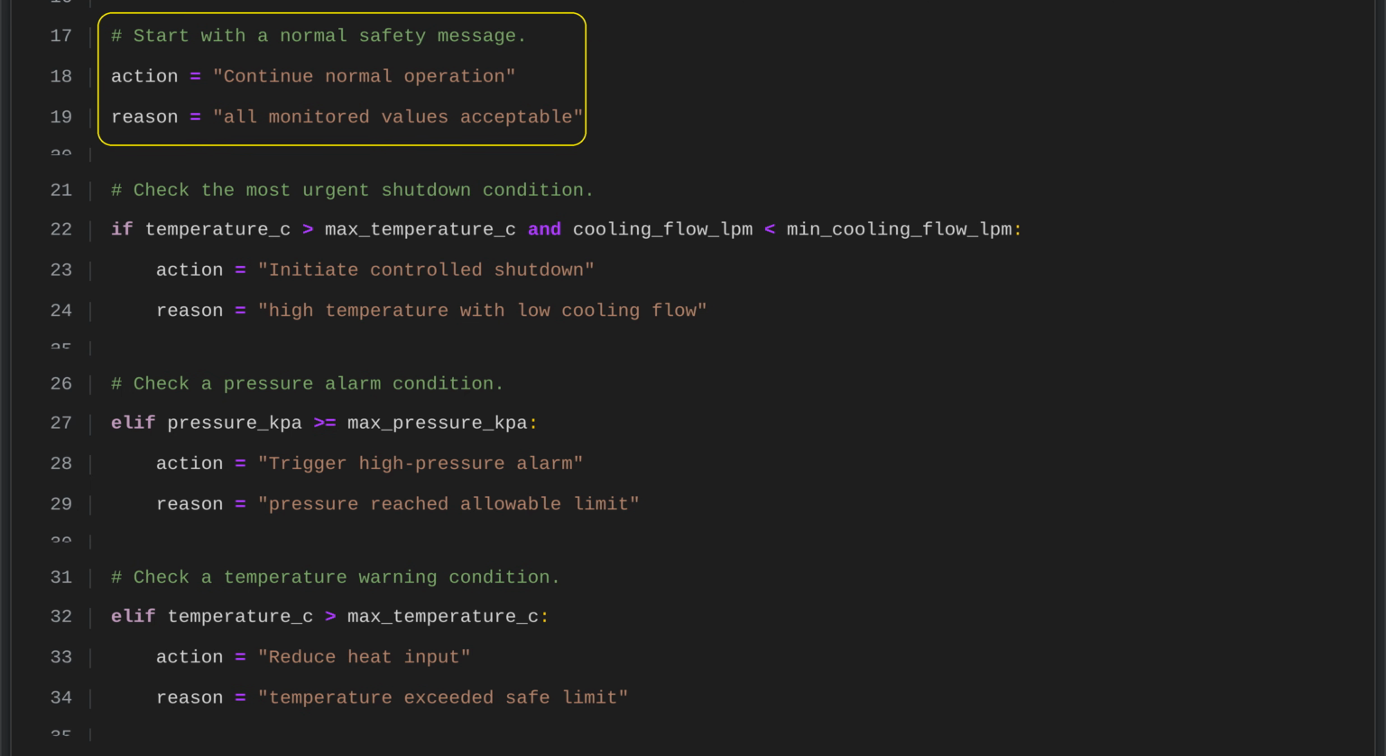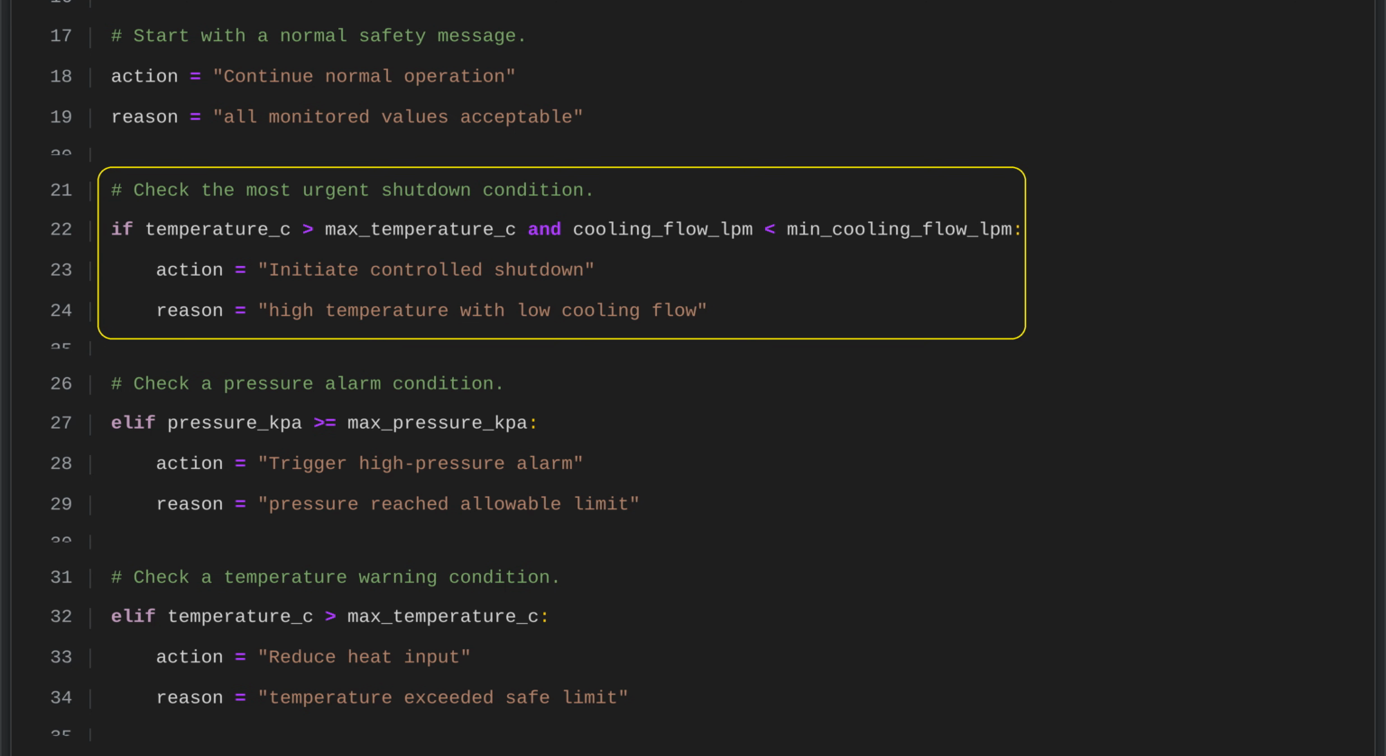The system first sets a safe baseline. Continue normal operation because all monitored values are acceptable. This means temperature, pressure, and cooling flow are within their defined safety limits before any conditional checks are applied.